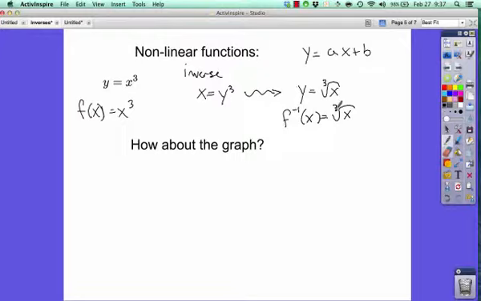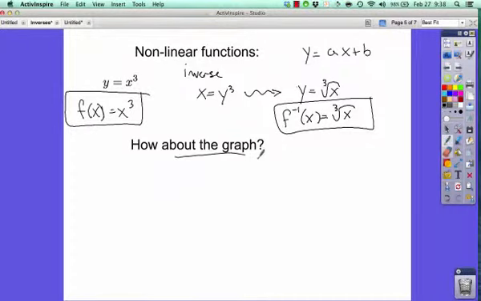If I put something into the inverse, I get an output, and then I put that back into the original function, I get back what I started with, and vice versa. It doesn't matter which way I do it, I will always go back and forth forever. Okay? So this inverse and the original are related in that way. Let's look at the graph.